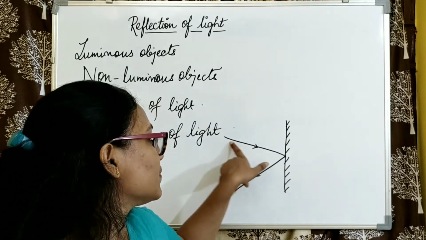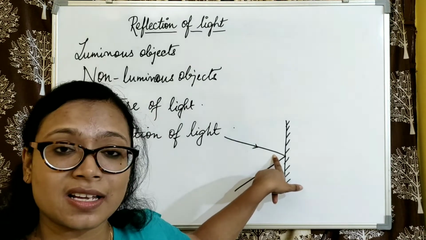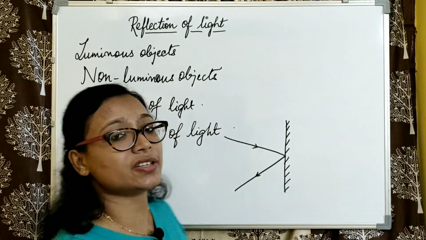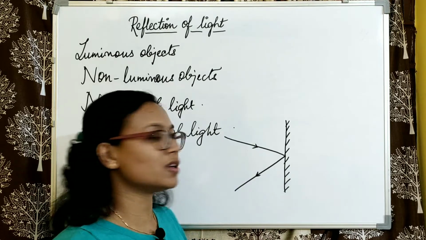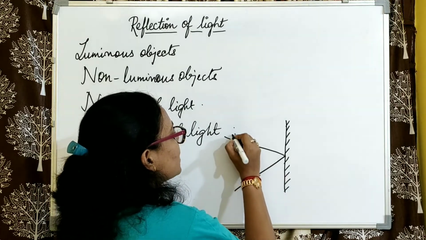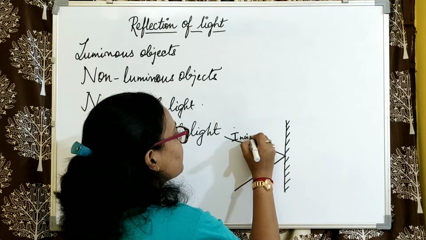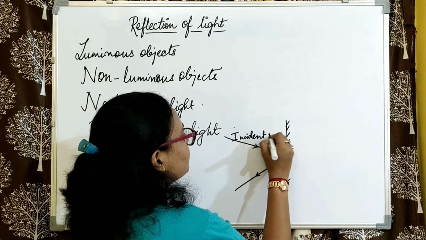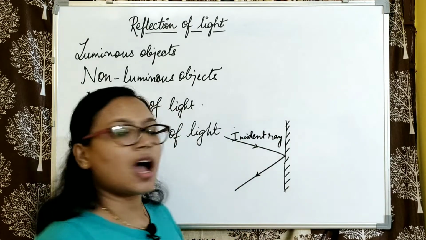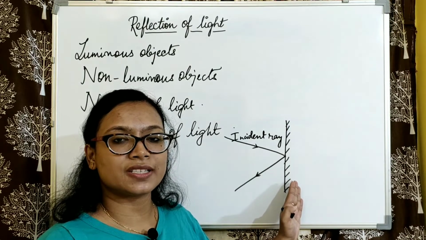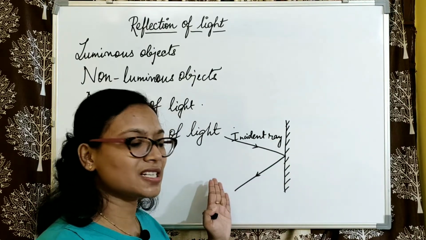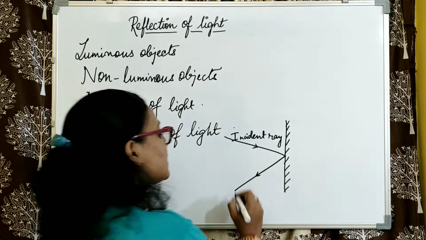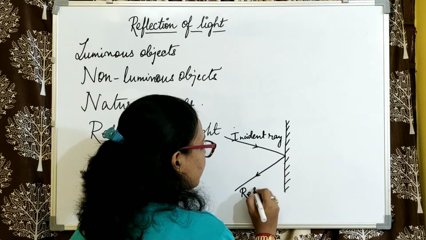Now this is the incident ray. Let us understand what an incident ray is. That is a particular ray of light when it falls on a particular mirror. This is referred to as the incident ray. After falling on the polished surface of the mirror, when it gets reflected back, that particular ray is referred to as the reflected ray.